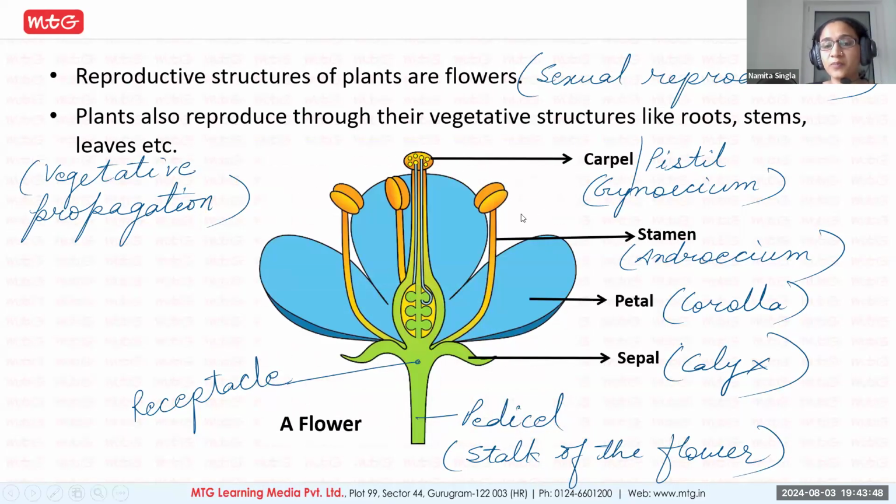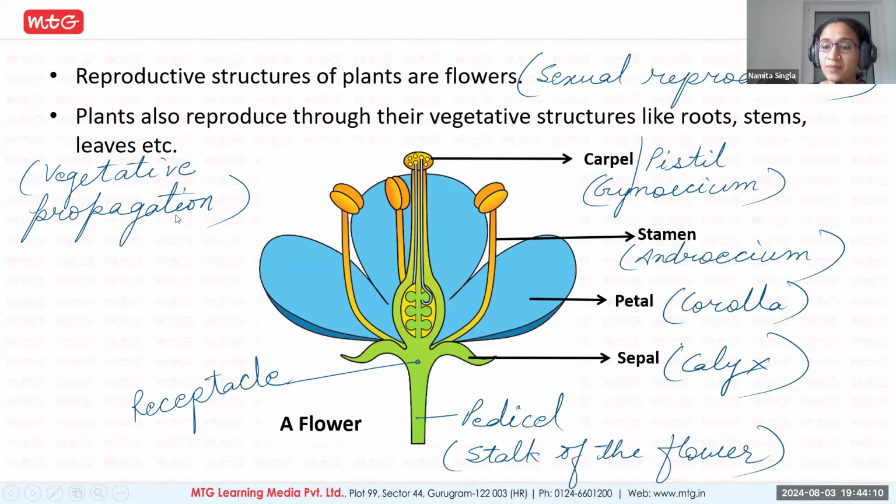Then they are talking about reproduction in plants. Flowers are the reproductive structures in plants, and we call it sexual reproduction when the reproduction involves the two parents, that is male parent and the female parent. Asexual reproduction also takes place in plants through organs like roots, stem, leaves, etc. That is called asexual reproduction or vegetative propagation also.